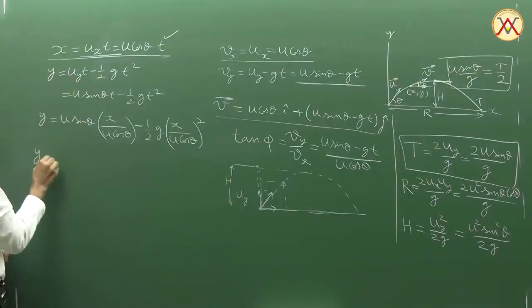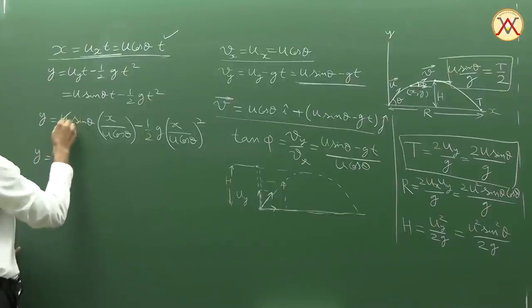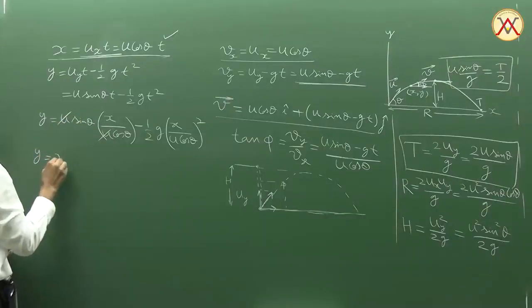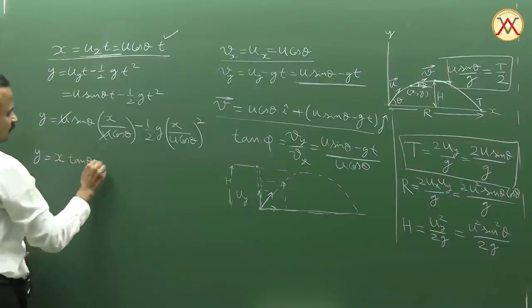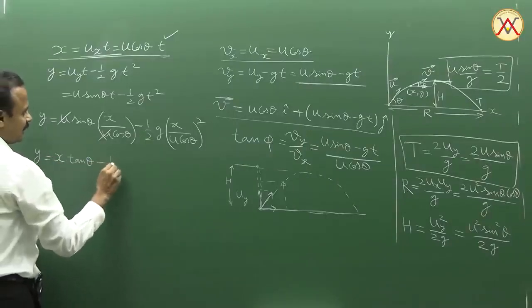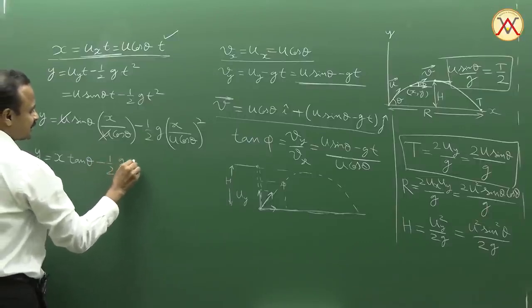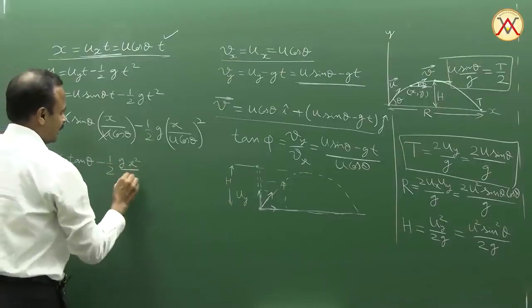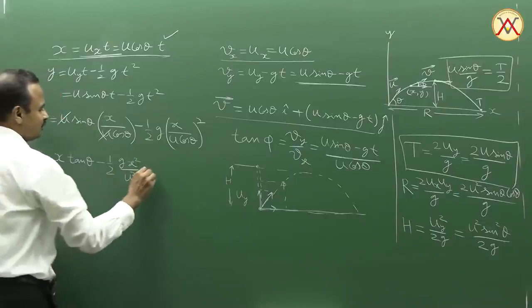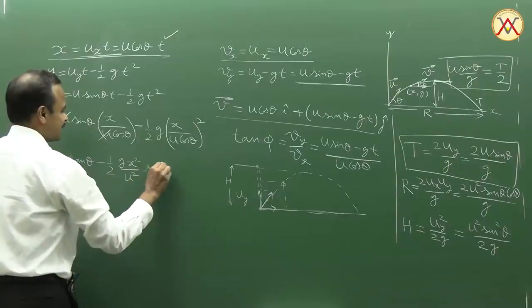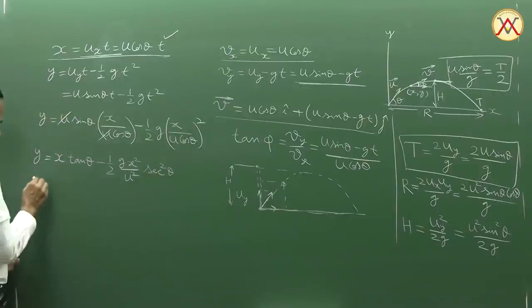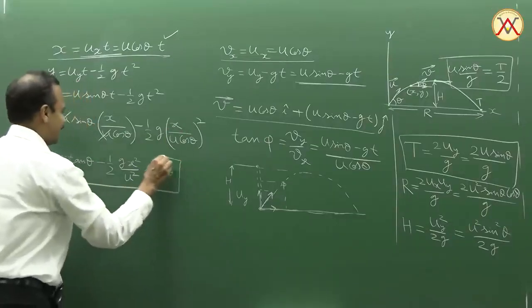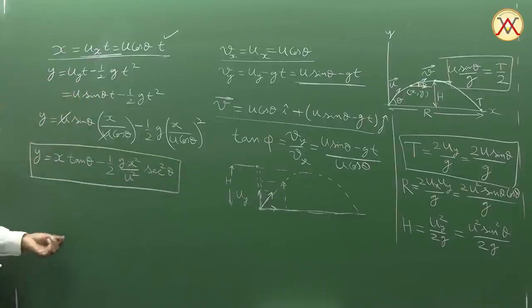So we can simplify this. U is getting cancelled here, so y is equal to x tan theta minus half g x square by u square multiplied by sec square theta. 1 upon cos square theta, I can write as sec square theta. So this is our equation of trajectory.